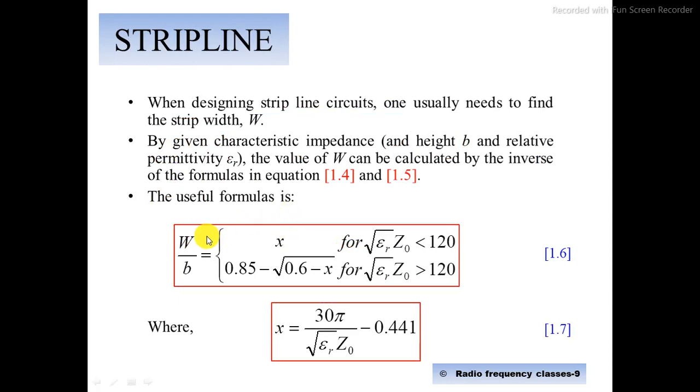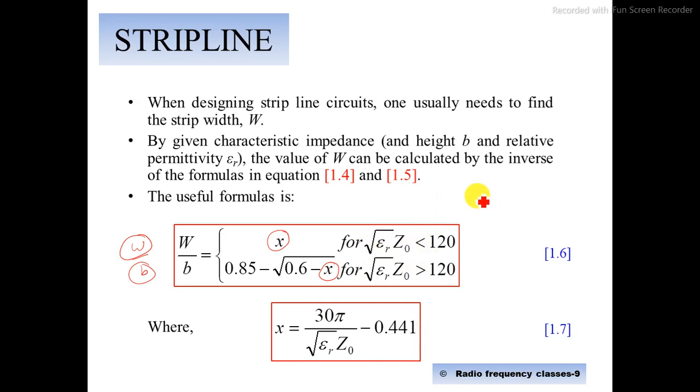Now moving further, how to calculate the W by B itself, since only then can we calculate the effective width. While calculating W by B, we have to find the parameter X, where W is the width of the signal conductor and B is the separation between the two ground planes, as already discussed. X is 30 pi divided by square root of epsilon R times Z naught, minus 0.441. For all these formulas, whenever a question comes, either you can remember just the conditions, otherwise the formulas will be given to calculate the parameter.